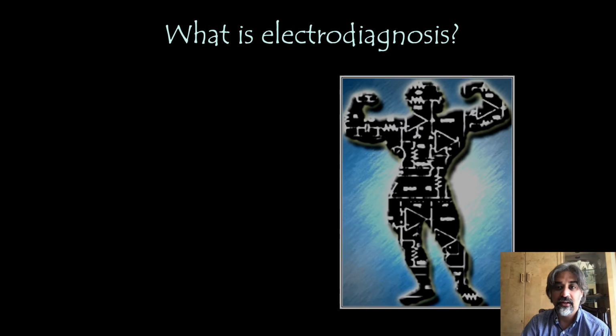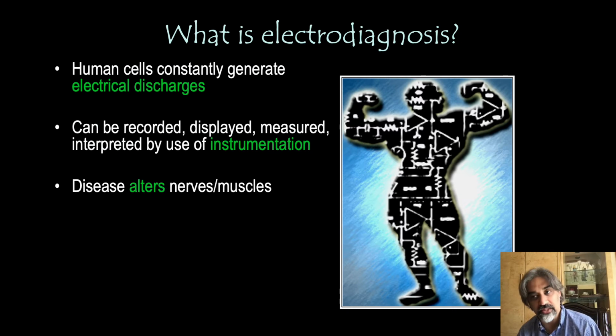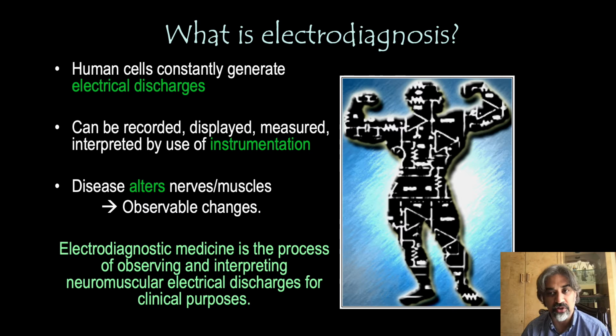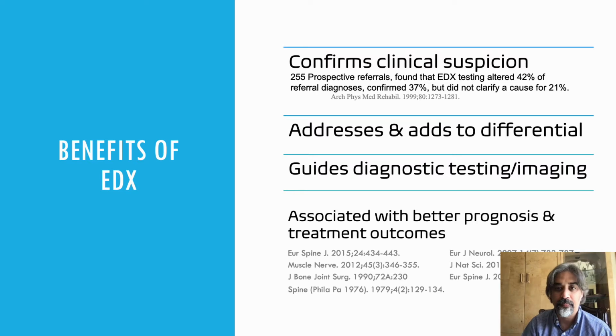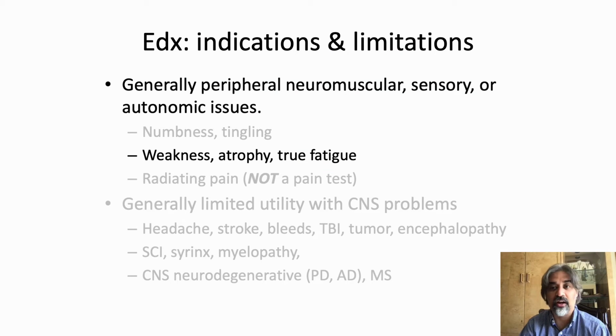As a reminder, electrodiagnosis is the use of equipment to display alterations in nerve and muscle discharges so that we can apply it clinically. Just to remind you, the benefits are many, including confirming and addressing clinical suspicions and guiding next steps in testing and management. For this talk, I want to focus on the neuromuscular complaints of weakness and atrophy.